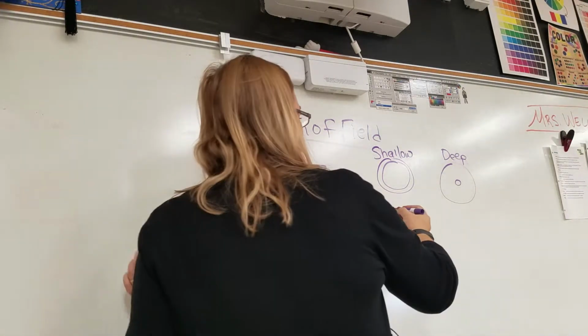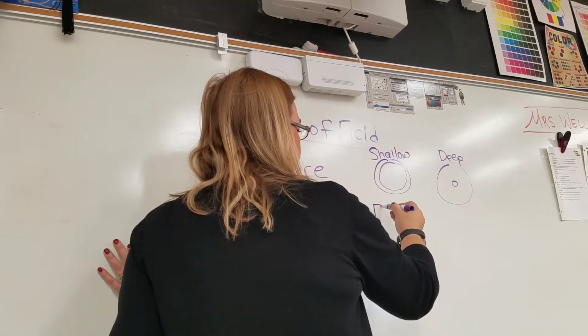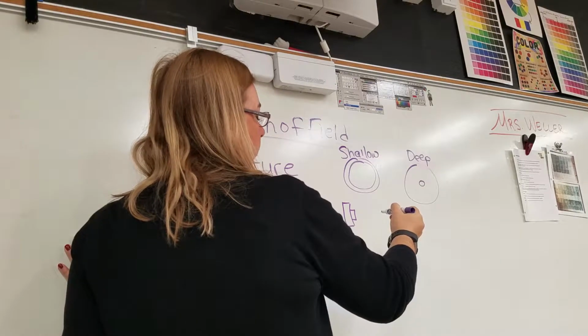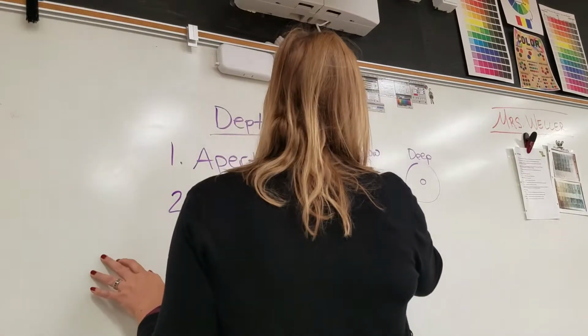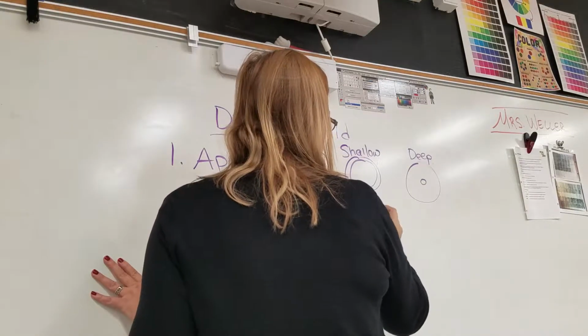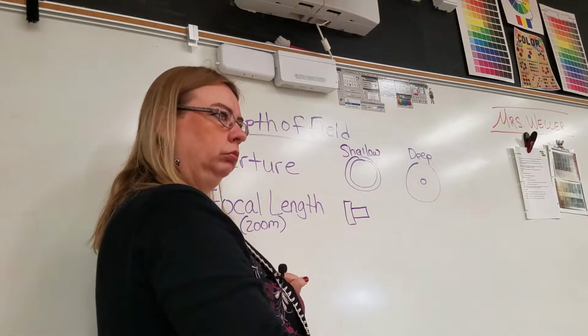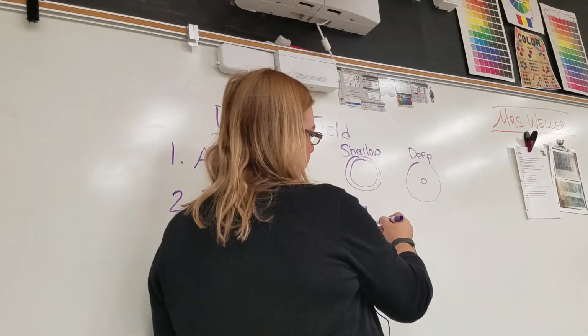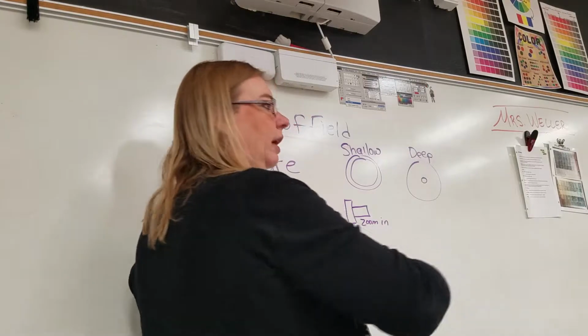So if I have my camera and I am, wait a minute, which one do I want to do? I want to do these the same. So shallow depth of field. Okay. So if I zoom in, right? If I zoom in, then I'm going to have a shallower depth of field.